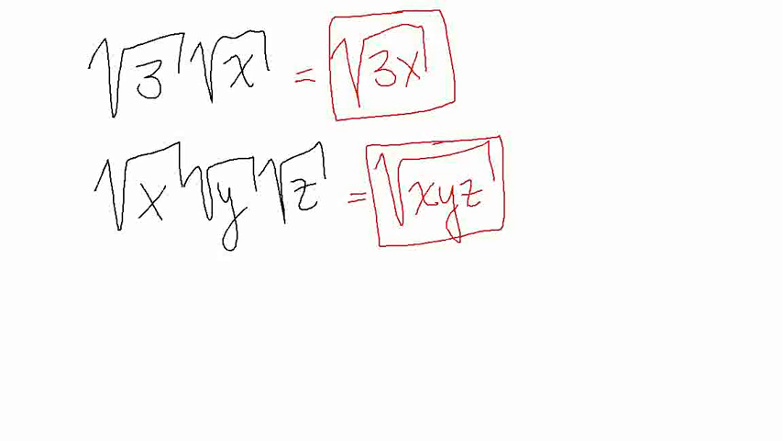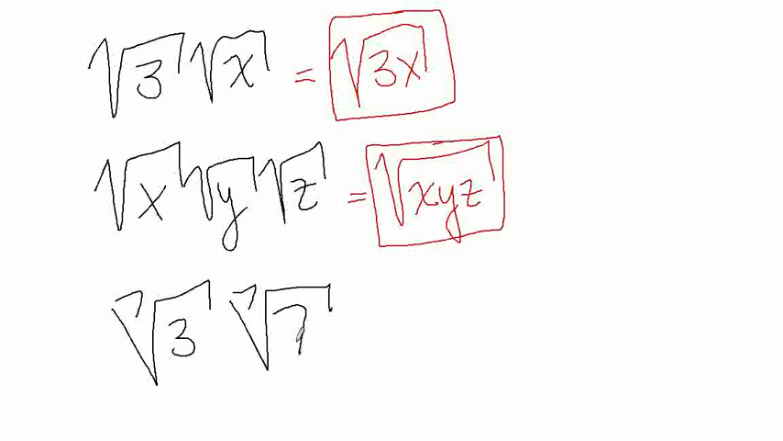Now, let me remind you that this rule applies to more than just square roots. For example, if we had the 7th root of 3 times the 7th root of 7, we can simplify that product to the 7th root of 3 times 7, or 21. Let me let you try one more.